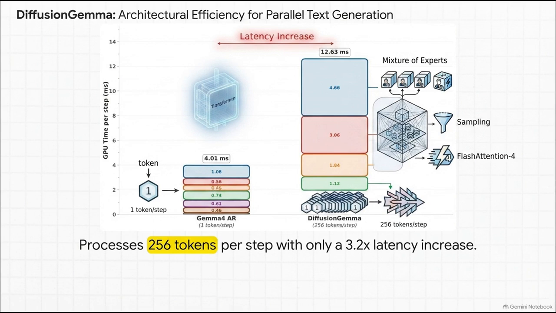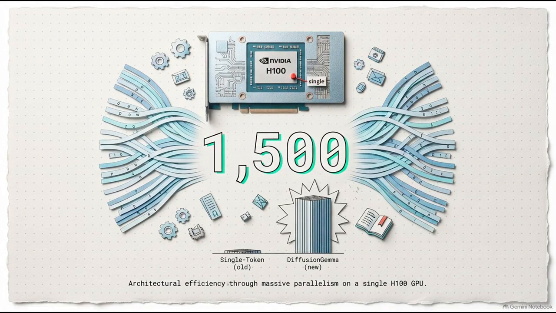But here is the absolute magic of the system. An AR model is only generating one single token in its 4 millisecond step. DiffusionGemma is generating 256 tokens in its 12 millisecond step. That massive output perfectly offsets the heavier forward pass. Because of that massive parallel processing, DiffusionGemma achieves a staggering output speed of 1,500 tokens per second. And guys, that is running on just a single NVIDIA H100 GPU. It's a phenomenal, complete step change improvement in generation speed for single requests.